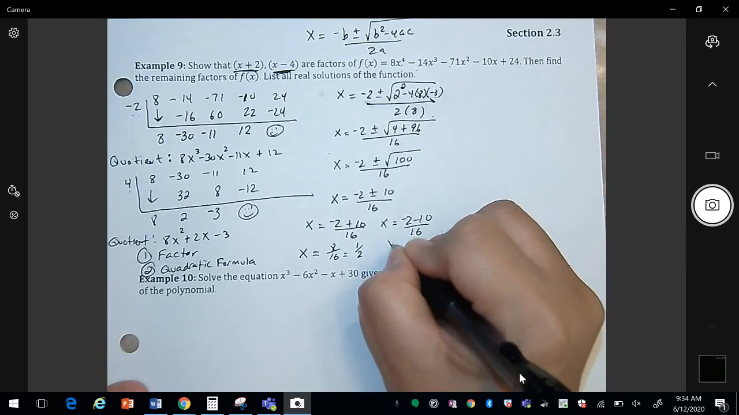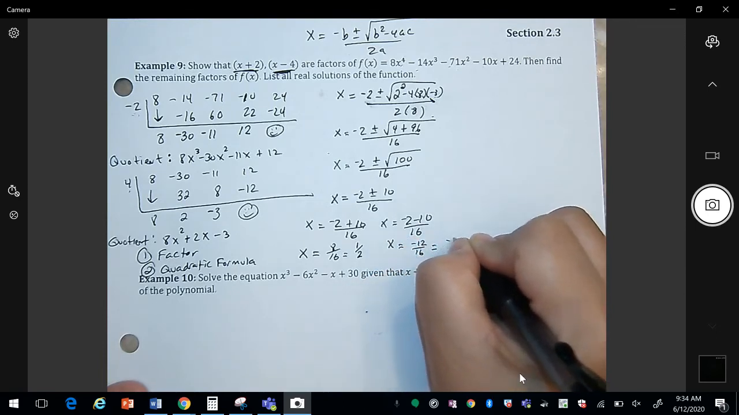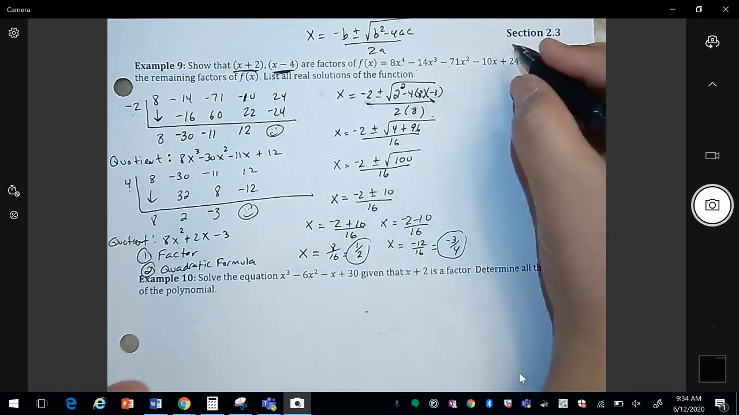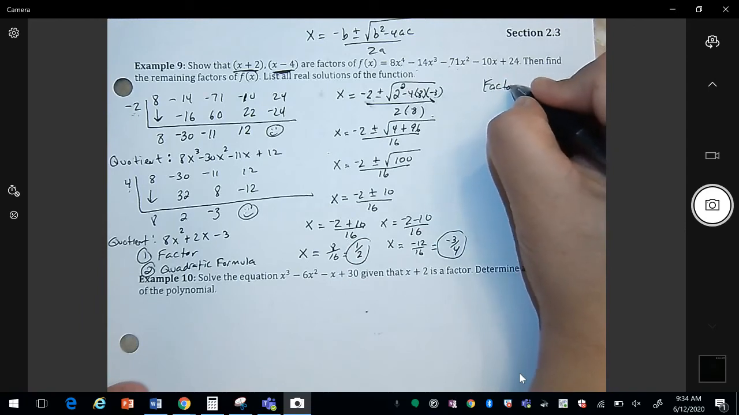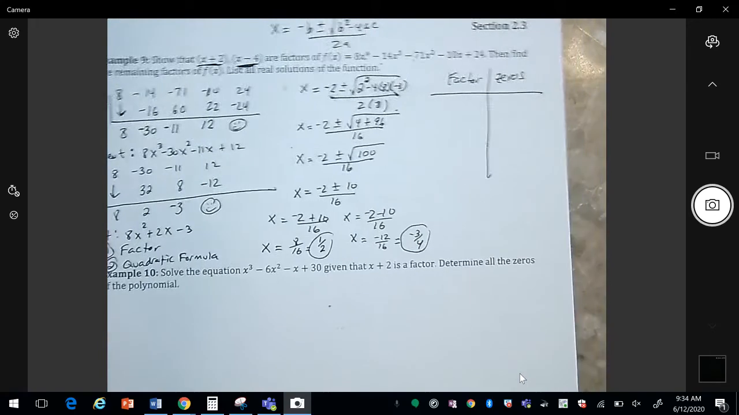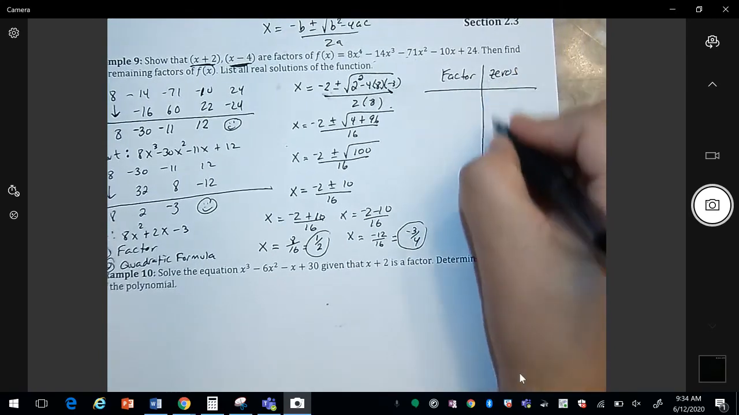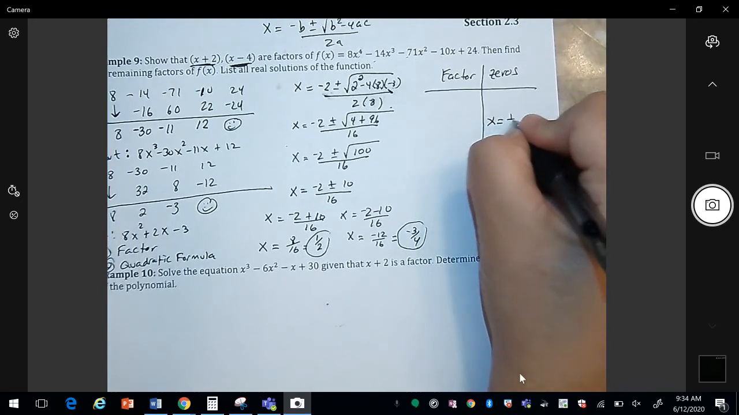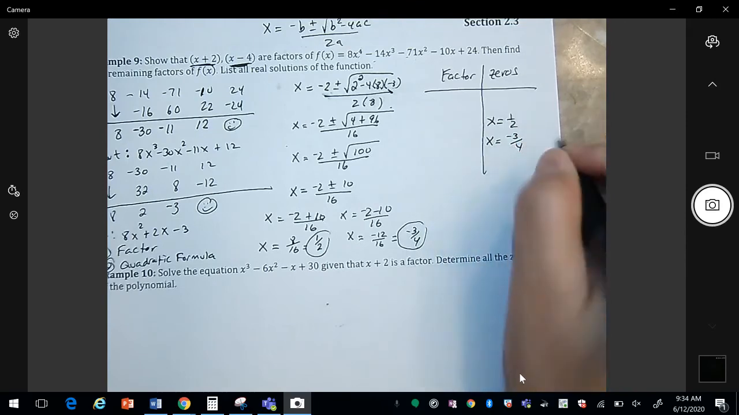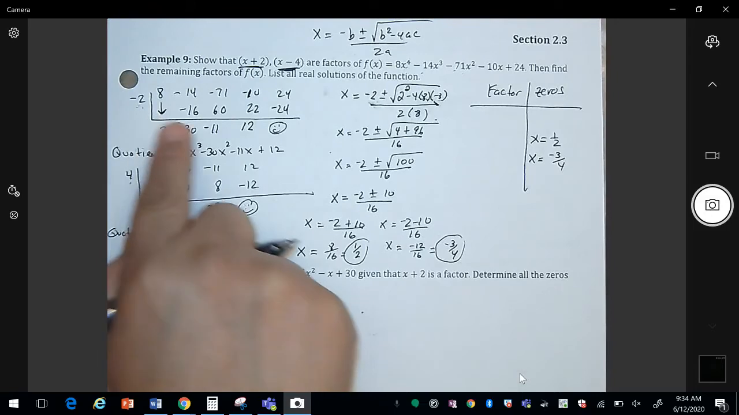And over here we get x is equal to negative 12 over 16, which comes out to negative 3/4. So we have this answer and this answer. So far, my zeros are x is equal to 1/2, which we got here, and x is equal to negative 3/4, which is this one. And then the other two zeros come from the synthetic division.